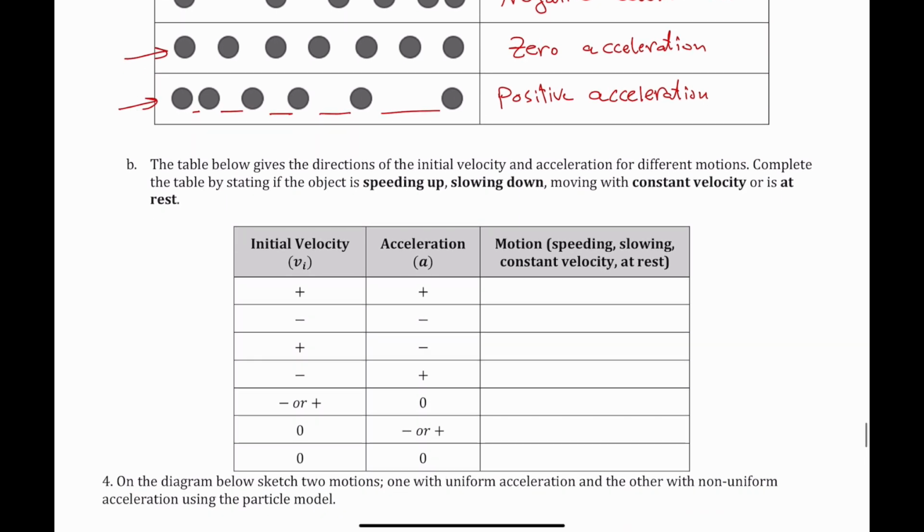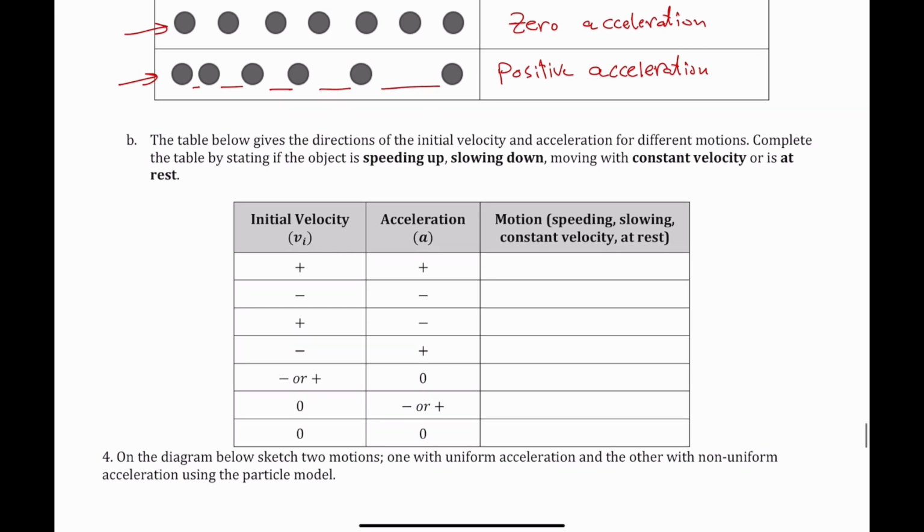B. The table below gives the directions of the initial velocity and acceleration for different motions. Complete the table by stating if the object is speeding up, slowing down, moving with constant velocity, or is at rest. So, if both the initial velocity and acceleration are positive, that means that the object is speeding up. Here, the same thing, negative and negative, speeding up. It's just in the opposite direction.